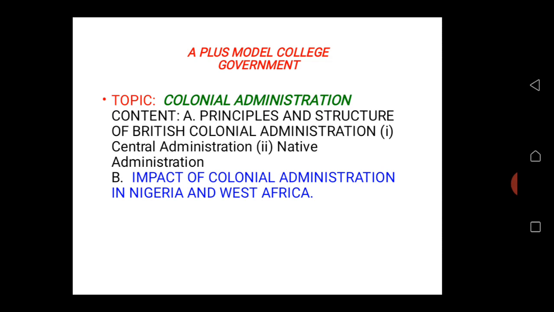This week, we'll be looking at colonialism. That is, we look at colonial administration. We also look at the principle and structure of British colonial administration. We'll look at the central administration and native administration, and also the impact of colonial administration in Nigeria and West Africa as a whole.